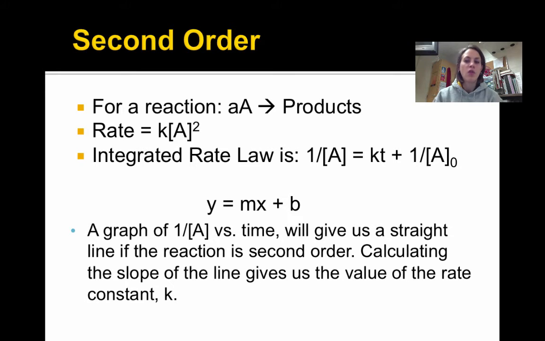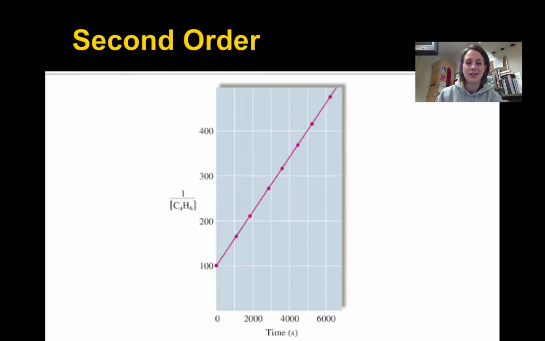I have 1 over the concentration of A equal to k times t plus 1 over the initial concentration of A. It's interesting to note here that k is a positive value, which means I will have a positive slope on my line. When I graph the inverse of the concentration of A versus time, that will give us a straight line if the reaction is second order. Again, the slope of your line gives you the value of your rate constant.